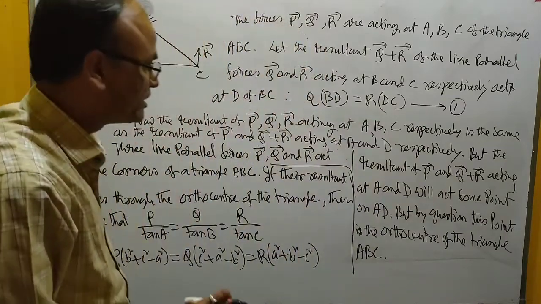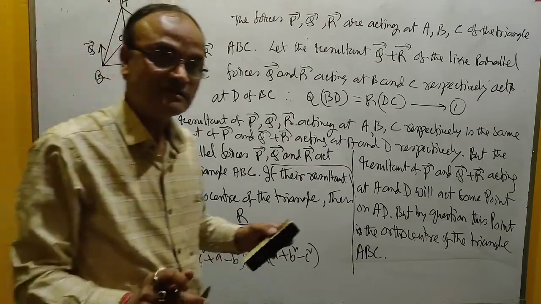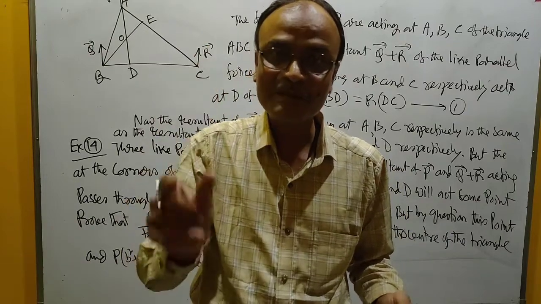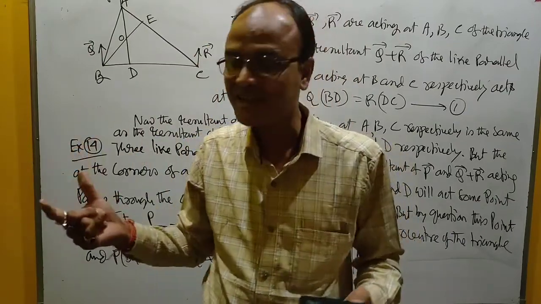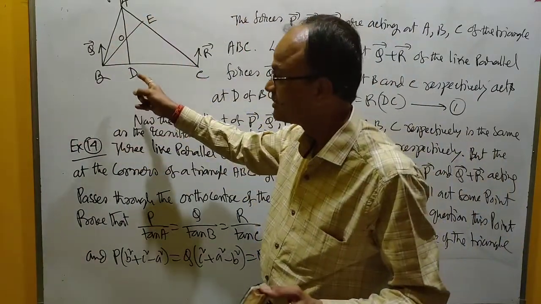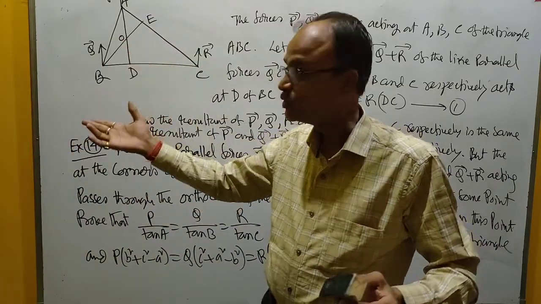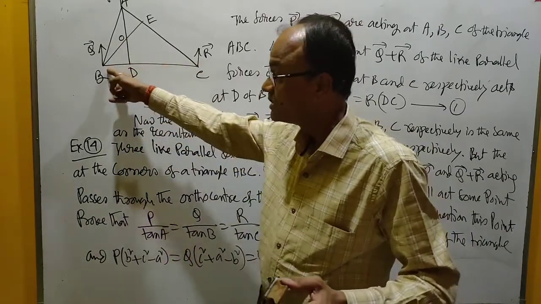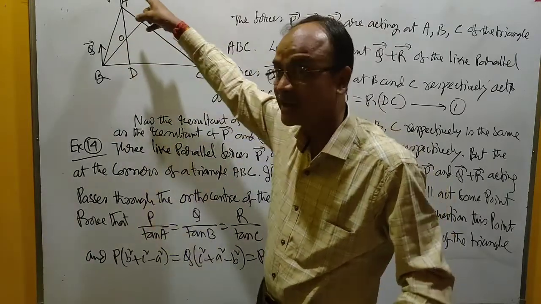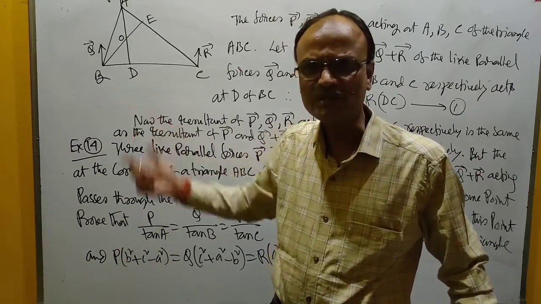By the question, this point is the orthocenter of the triangle ABC. What does it mean? This means that AD is perpendicular to BC. Since O is the orthocenter, the resultant passes through the orthocenter. Also, the resultant of Q and R passes through the point D, and the resultant must pass through a point on AD. This means that AD must be perpendicular to BC.